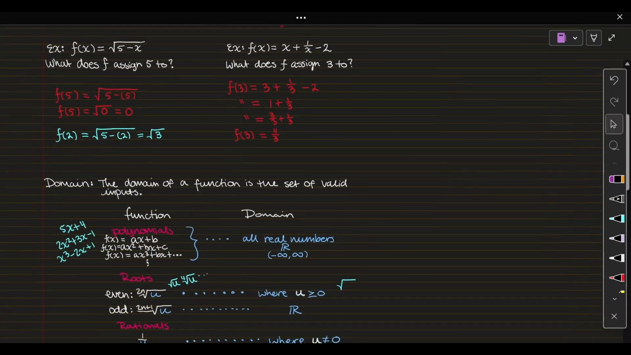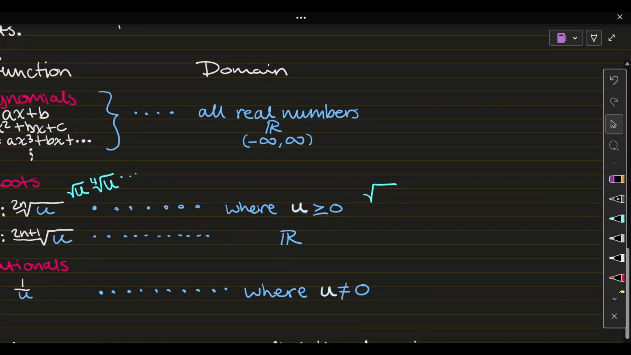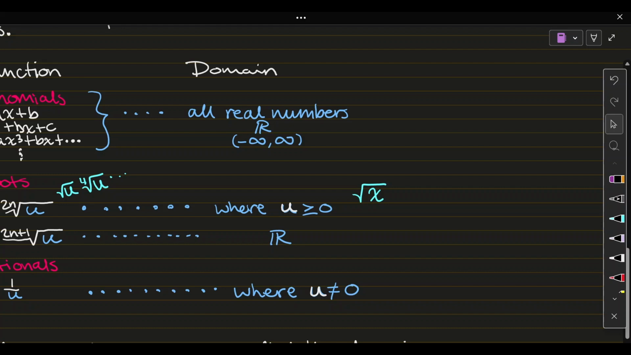And so why that's important to this is if I have the square root of x, well, if x is negative, I don't get a real number. I get a complex number. I get i times the square root of x. But if x is positive, I do get a real number. So we require that x is greater than or equal to 0, okay?